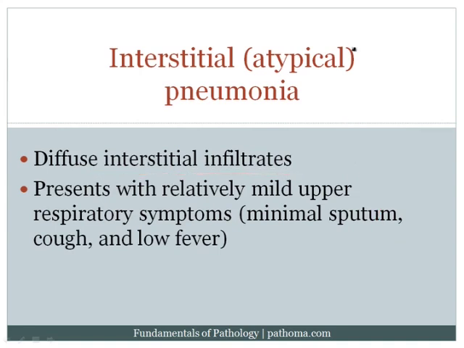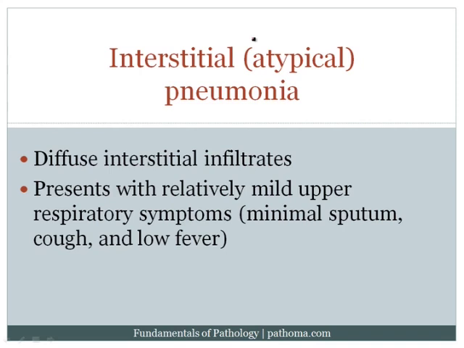Interstitial pneumonia is often also called atypical pneumonia, and the word atypical helps me to remember a few things about interstitial pneumonia. First of all, the signs and symptoms are relatively atypical. Remember that in the classic patient with pneumonia, you would expect high fever, chills, pleuritic chest pain, dullness to percussion, an elevated white blood cell count, etc.